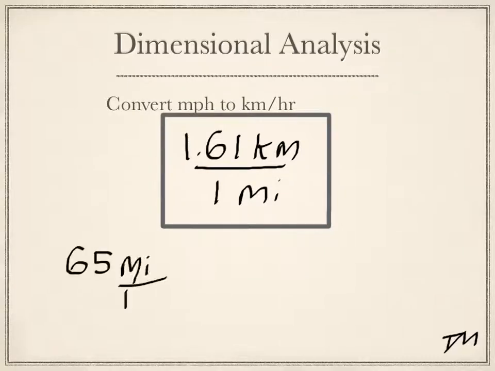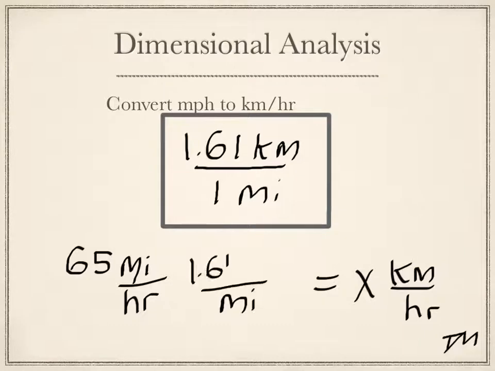So now 65 miles per hour, mph. How many kilometers per hour is that? Well, 1.61 kilometers times 65 miles, and the miles cancel. And we're left with a number where the units are kilometers per hour. Plug this into our calculators. We get 105 kilometers per hour.